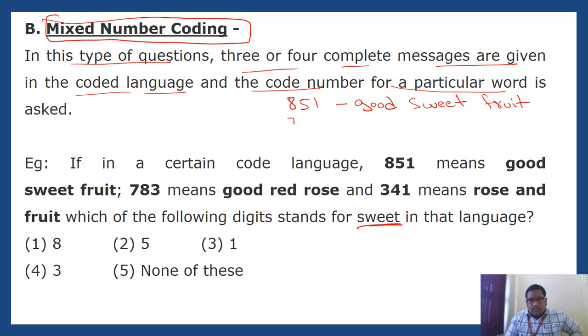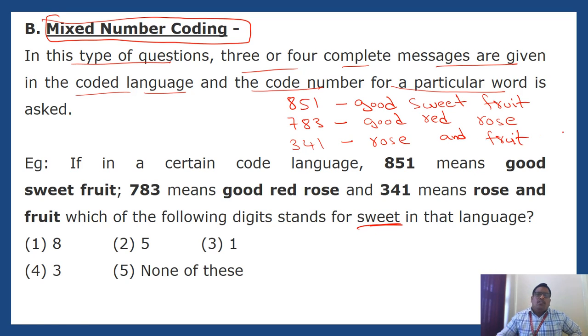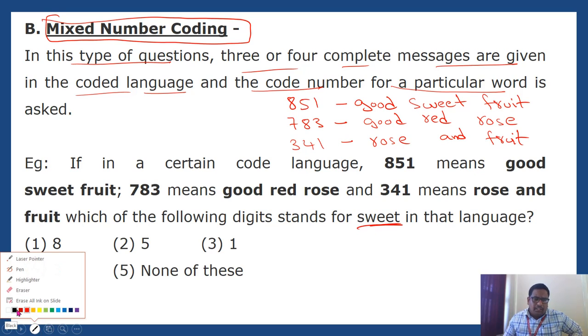Next, 783 means good, red, rose. So without writing also you can get the answer. That's not a big deal. My intention is you have to understand this. That's it. 341 means rose and fruit. Think for a while. Just without pen and paper you can get the answer for this. It's not a big deal.